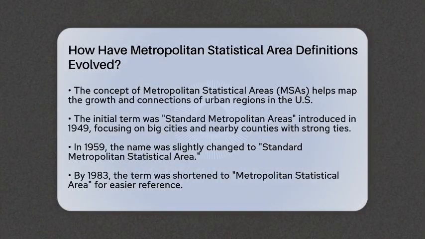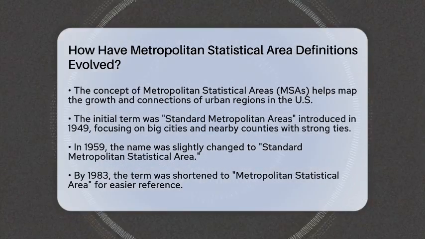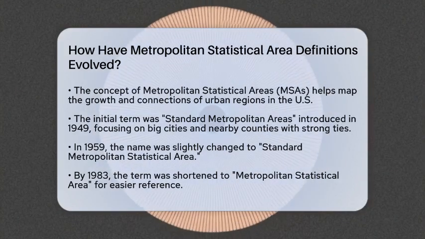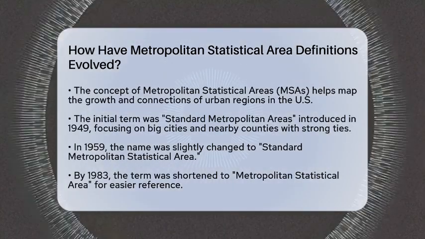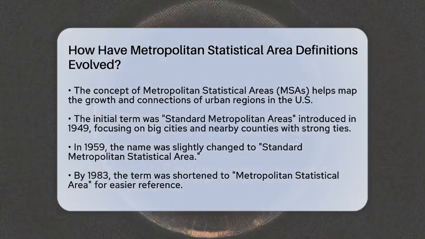Back in 1949, the idea started as standard metropolitan areas. These areas included big cities and nearby counties that had strong social and economic ties. It was a simple way to see how urban areas interacted with their surroundings.